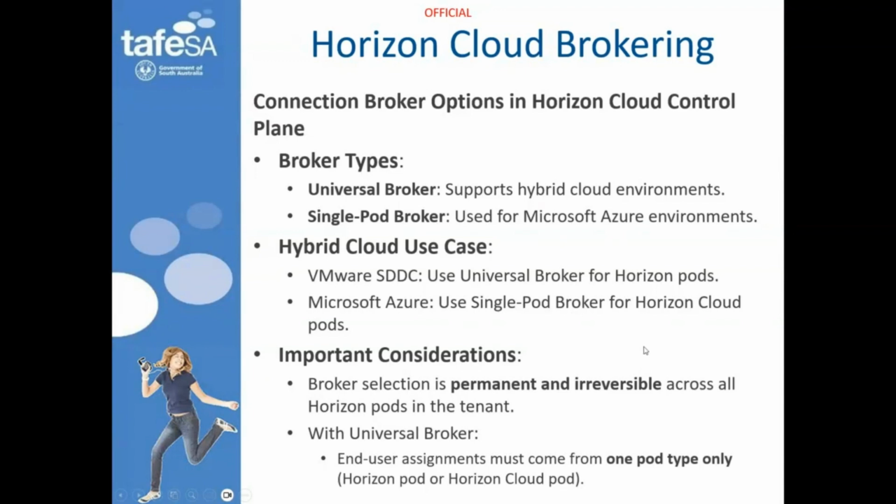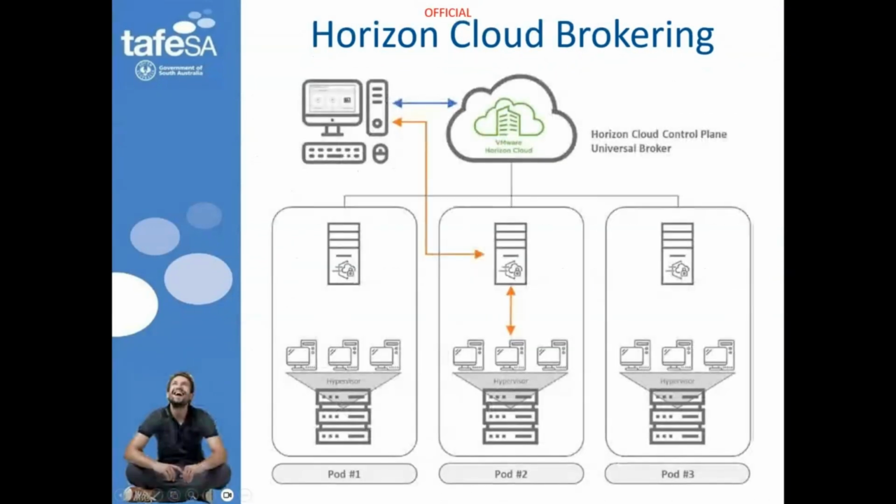Okay, so important considerations. Broker selection is permanent and irreversible. So if you choose one option, you cannot change afterwards. It's irreversible across all Horizon pods in the tenant. With universal broker, end user assignments must come from one pod type only, Horizon pod or the cloud pod.